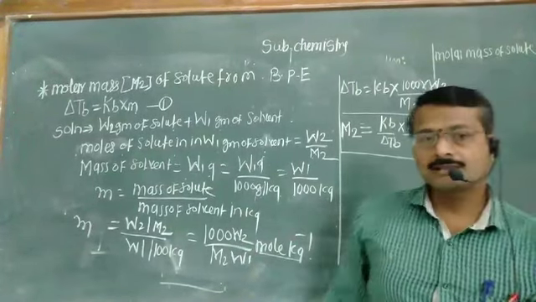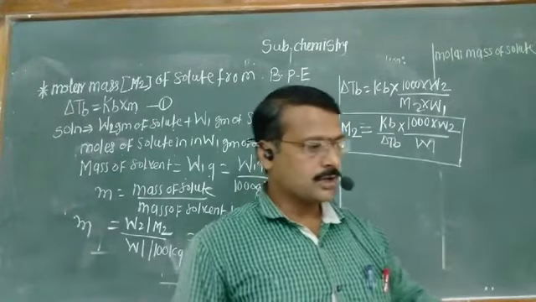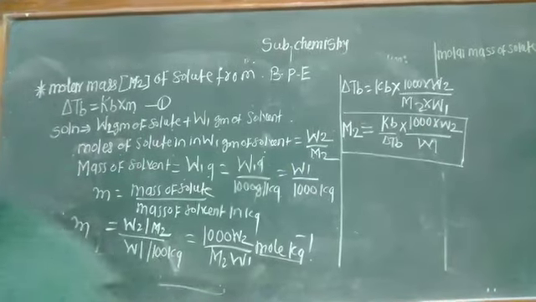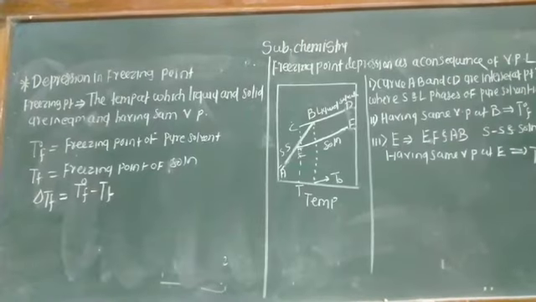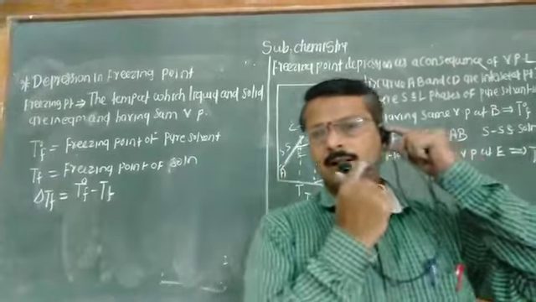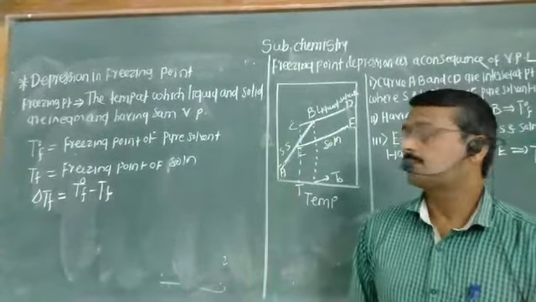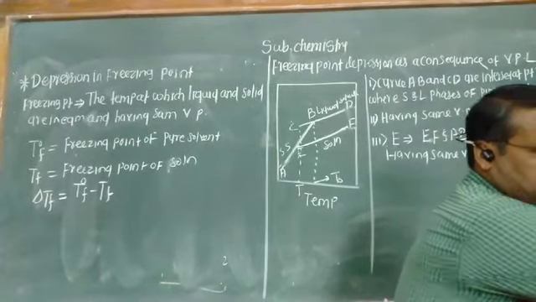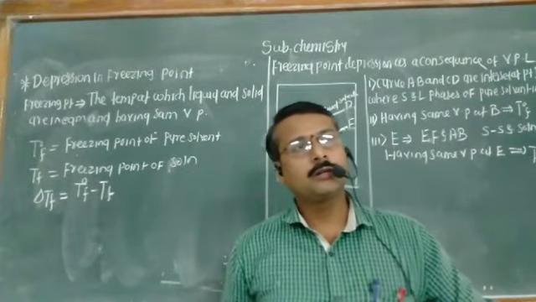In this way we have discussed the first colligative property, and now we discuss the next colligative property, that is the depression in freezing point. We have discussed the second colligative property, that is the depression in freezing point. So for depression in freezing point, first we have to recall the definition of the freezing point.